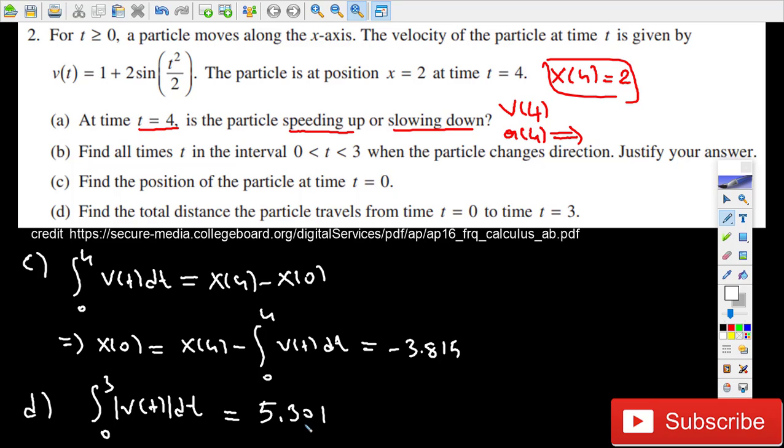In this video we talked about question 2 from the 2016 AP Calculus free response portion. Mainly we used the particle moving along the x-axis and its velocity function to figure out if the particle is speeding up or slowing down at a specific time, and also its initial position and total distance traveled.